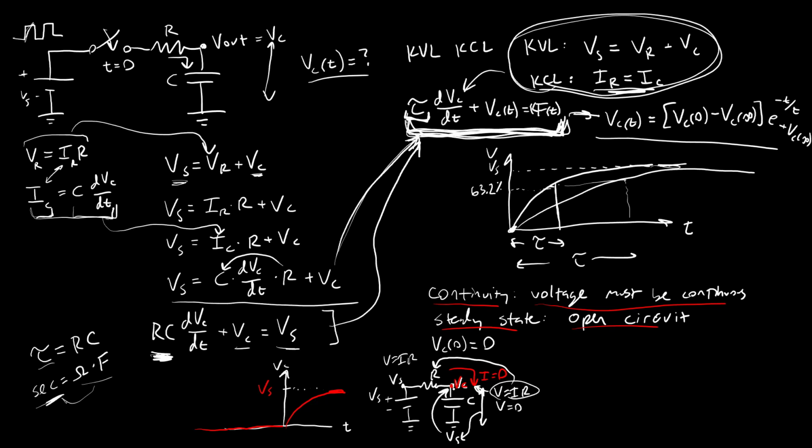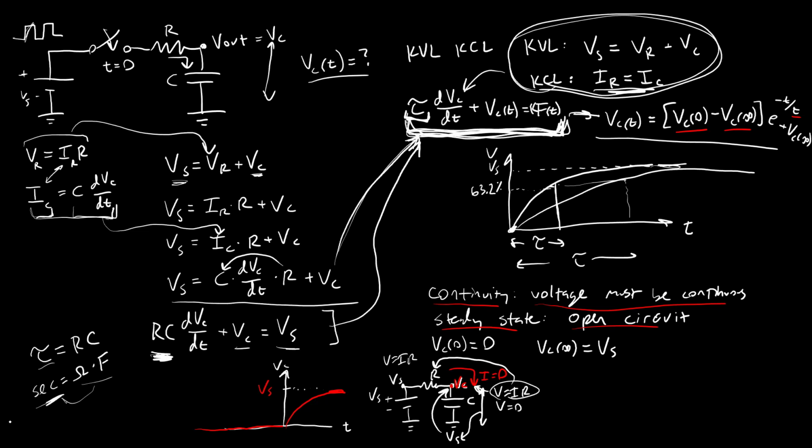So that gives me my final condition, Vc of infinity. I know my high school calculus teacher would yell at me for not writing this as a limit, Vc as t approaches infinity, but I'm an engineer, so I'm allowed to be lazy about it. Vc of infinity equals Vs. So now we have all three of the constants in this equation: Vc of 0, Vc of infinity, and tau.